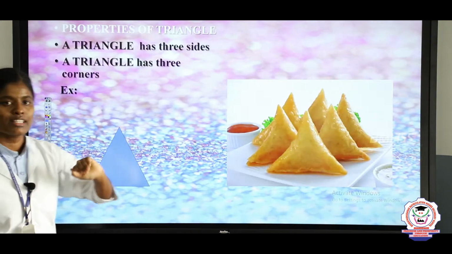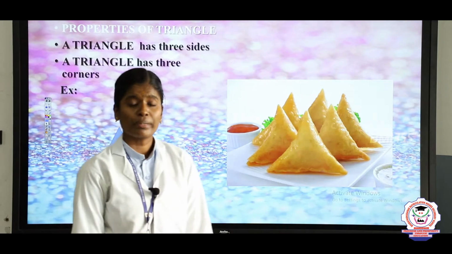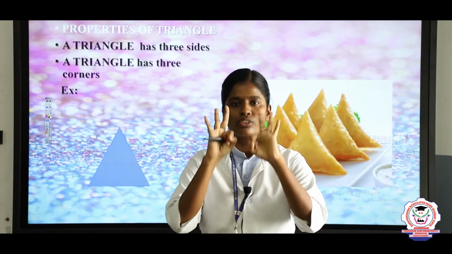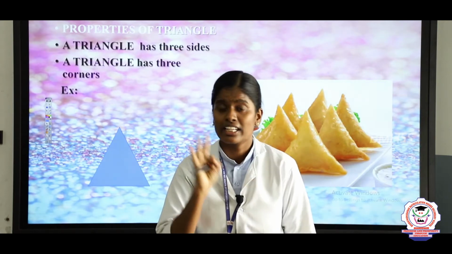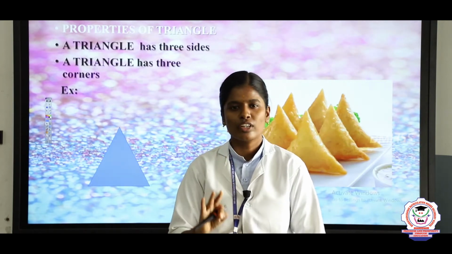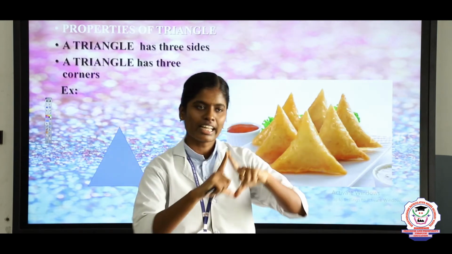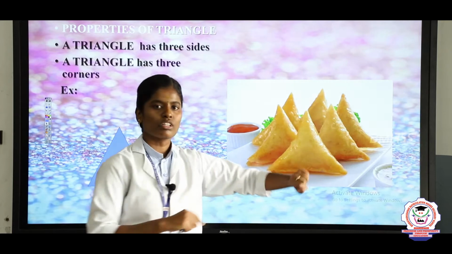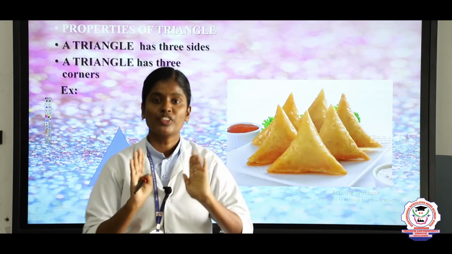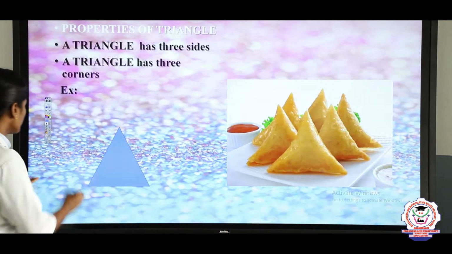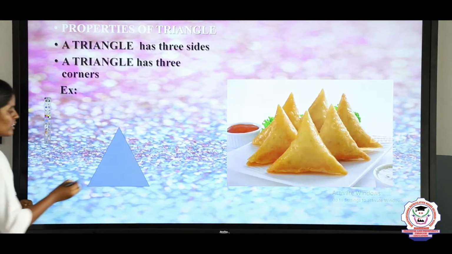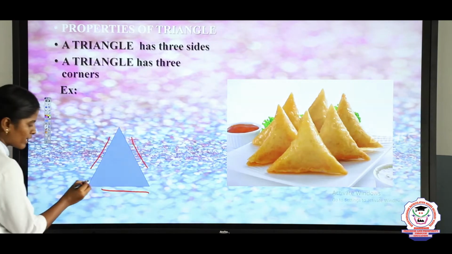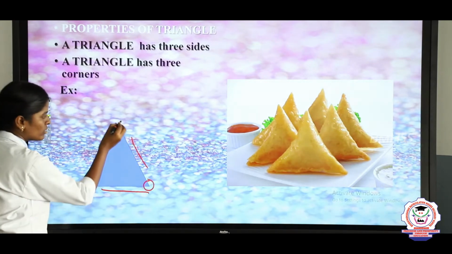So our next topic is properties of triangle. So what is meant by triangle? A triangle has 3 sides and 3 corners. The best example for triangle is samosa. It has 3 sides and 3 corners. Listen my children. 3 sides and then 3 corners. 1, 2, 3.